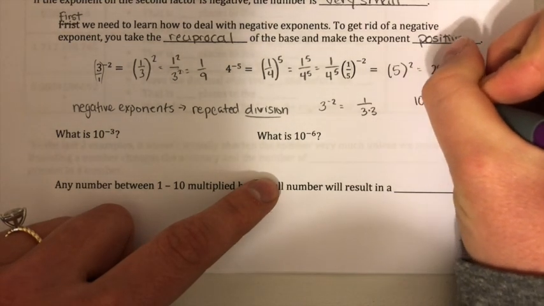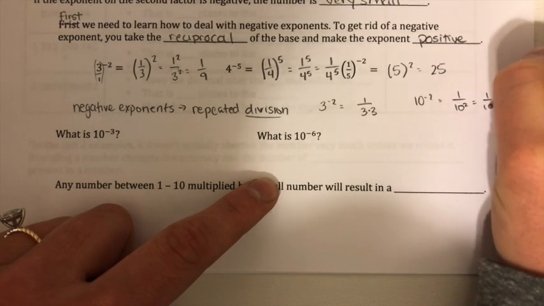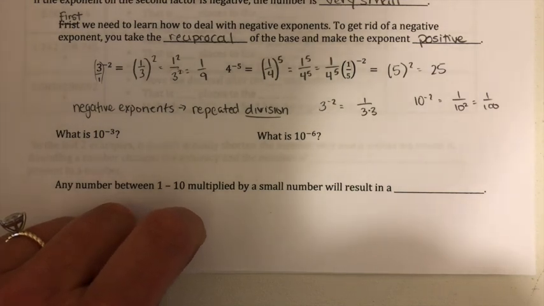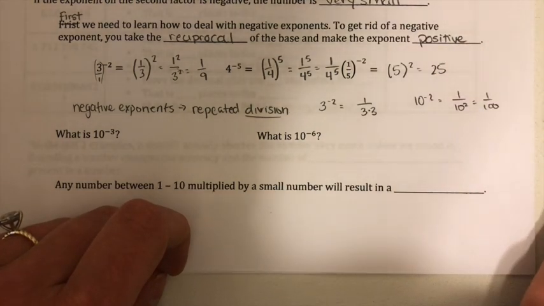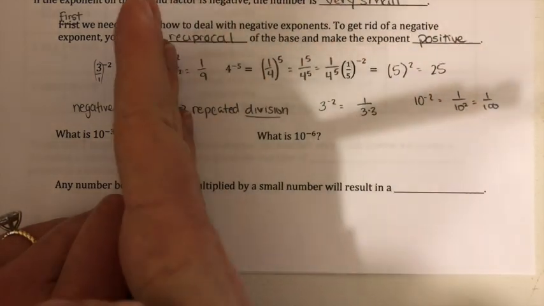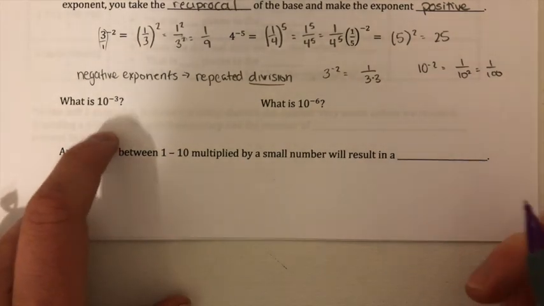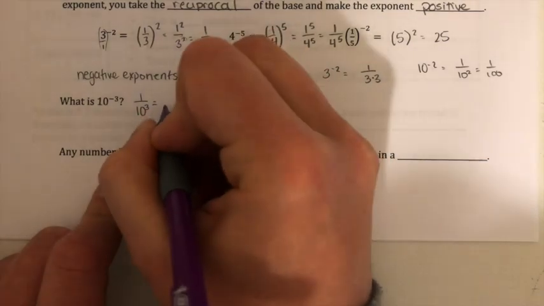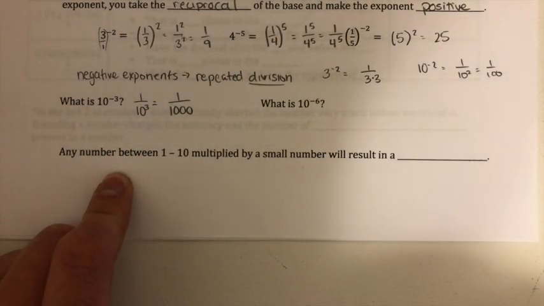So 10 to the negative 2 would be 1 over 10 twice. So that would be 1 over 100. 10 to the negative 3 would be 1 over 1,000. 10 to the negative 4 would be 1 over 10,000. So as that negative exponent gets smaller and smaller, further left on a number line, the number gets smaller and smaller and smaller. Okay, so what is 10 to the negative 3? That's the same as 1 over 10 to the positive 3. So that's 1 over 1,000, because 10 times 10 times 10 is 1,000.